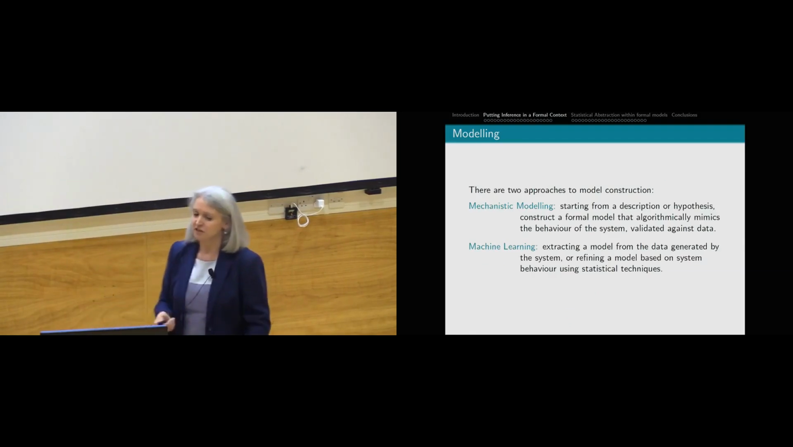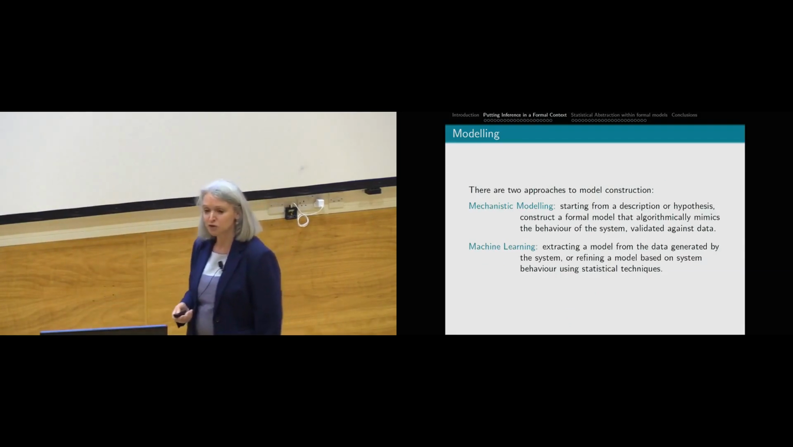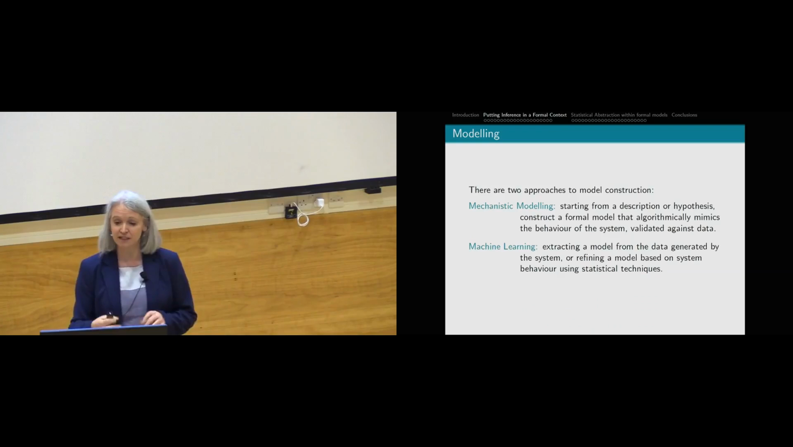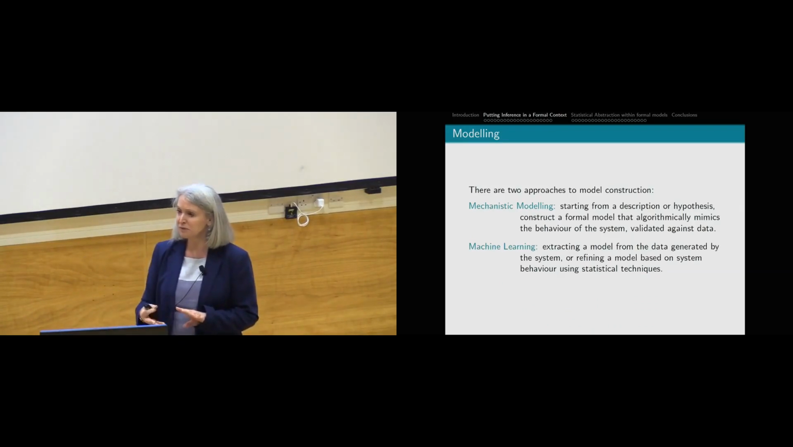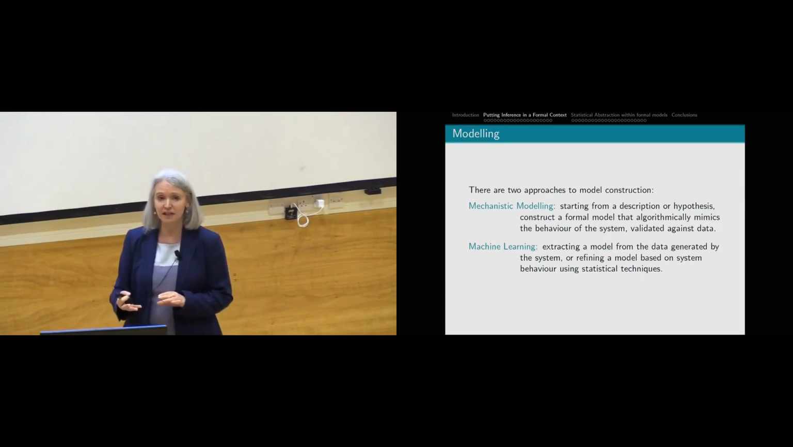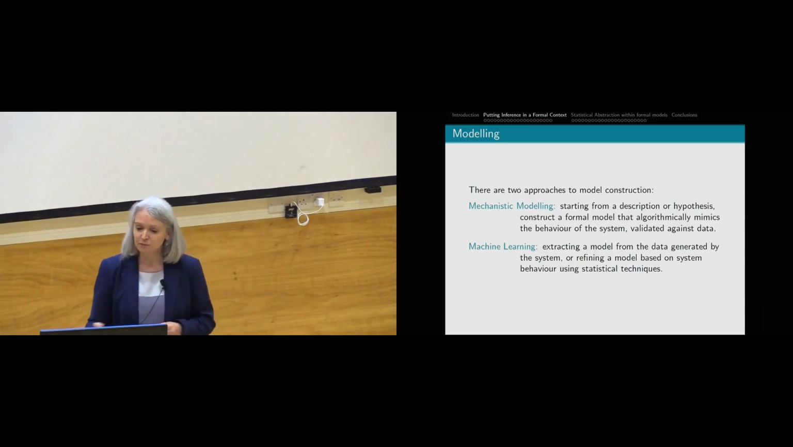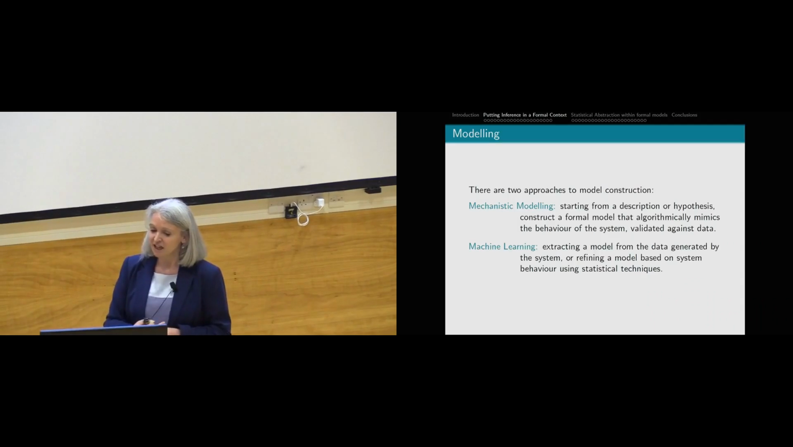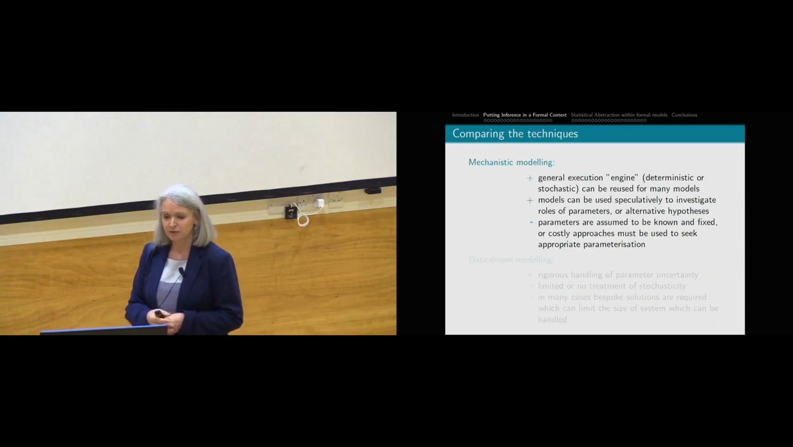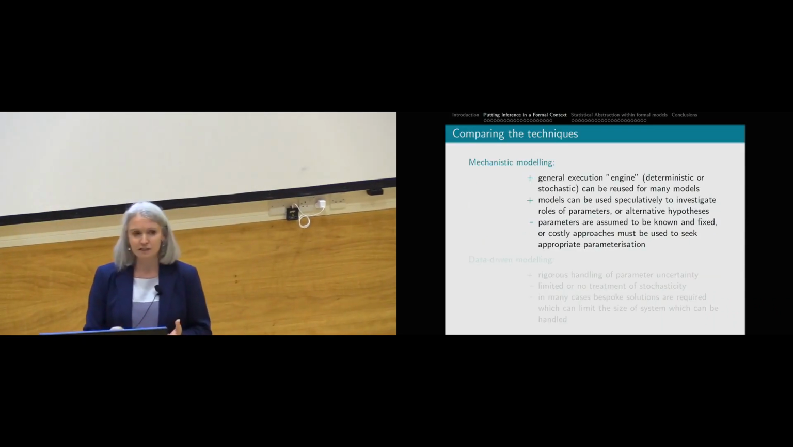So we have these 2 methods. What I've just shown you is the mechanistic model, where we start from a description or a hypothesis and build this formal representation, and then algorithmically that will mimic the behavior of the system. We can run a simulation, for example, and we will step by step behave as if we were the system, and we can get data from that and then compare that data with the system we're modeling. The machine learning approach, we would instead start with the data and then try and refine our model based on that using statistical techniques.